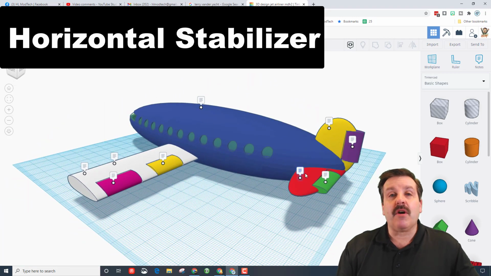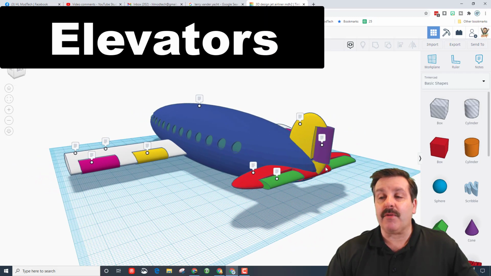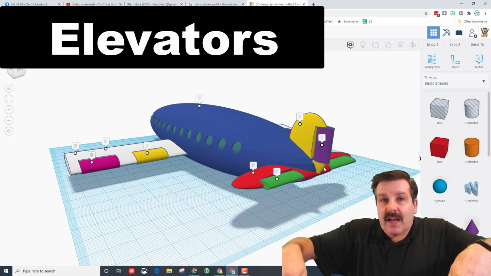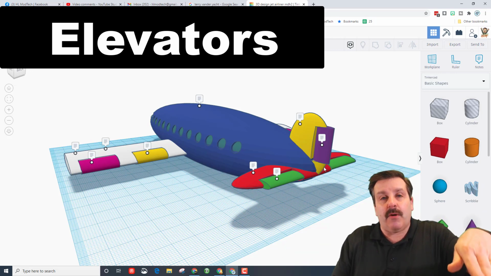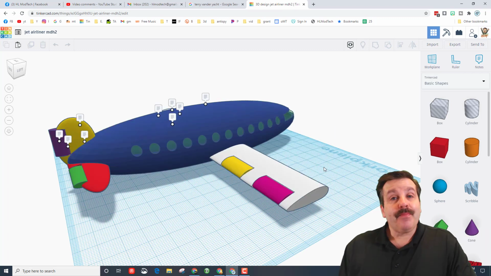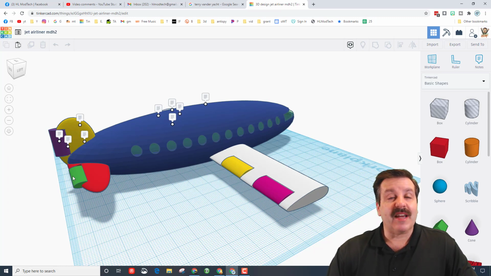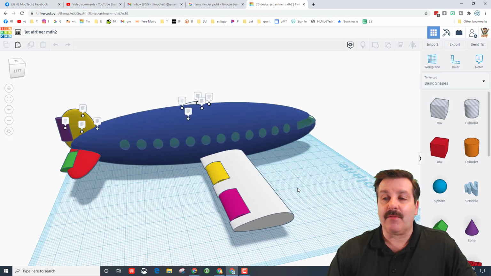This red one is called the horizontal stabilizer. And on it, we have green elevators. When those elevators change, they affect the nose or the attitude of the aircraft and allow it to climb or descend. So there you have it, friends. Those are the parts. Once again: wing, aileron, flap, fuselage, horizontal stabilizer, elevator, vertical stabilizer, and rudder.